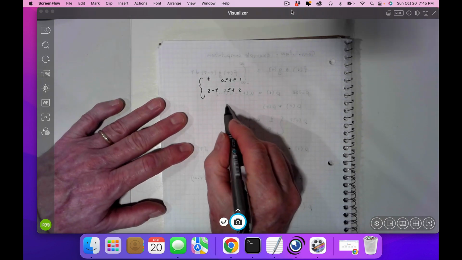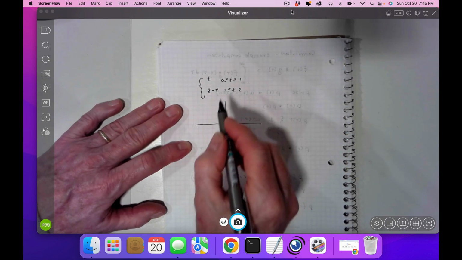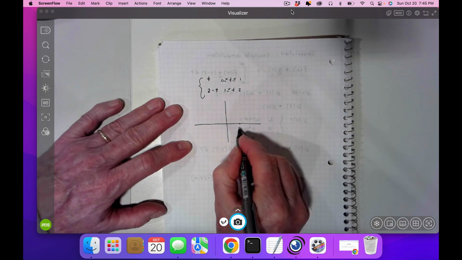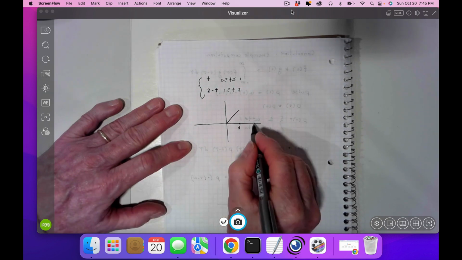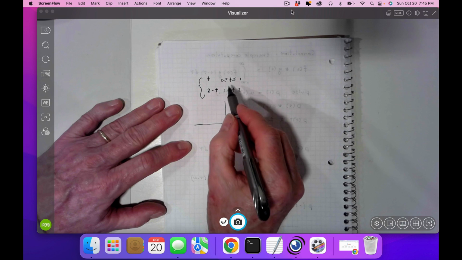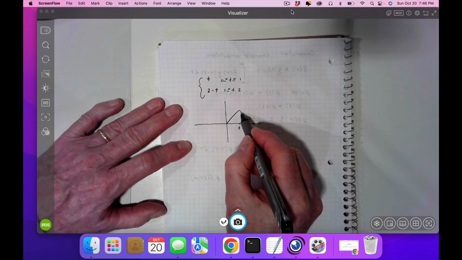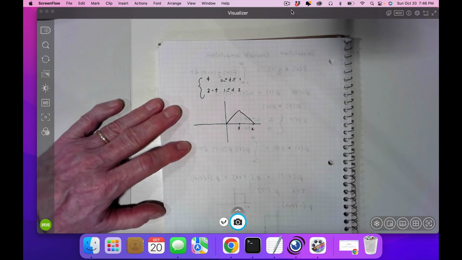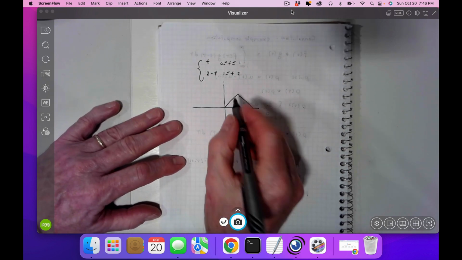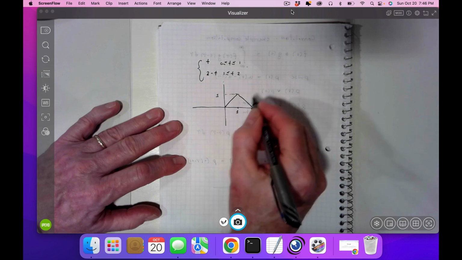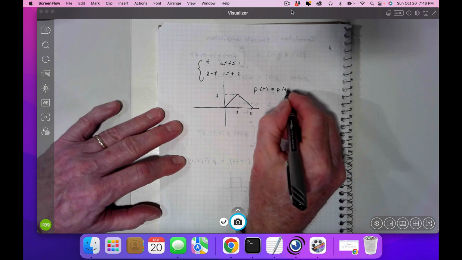So if we look at this, between 0 and 1, here's 1, it's t. But between 1 and 2, it's going to be 2, got an intercept of 2, so it's going to be up here, minus t, and it will look like that. So there's our triangle, and it will have a height of 1. That is the answer. That is P of t convolved with P of t.